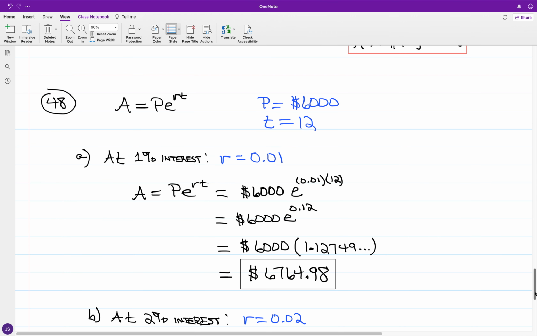And for e to the 0.54, that number is just a little bit over 1.7. And multiplying by $6,000, we're looking right at 10,296.04. And that'll be the result here.